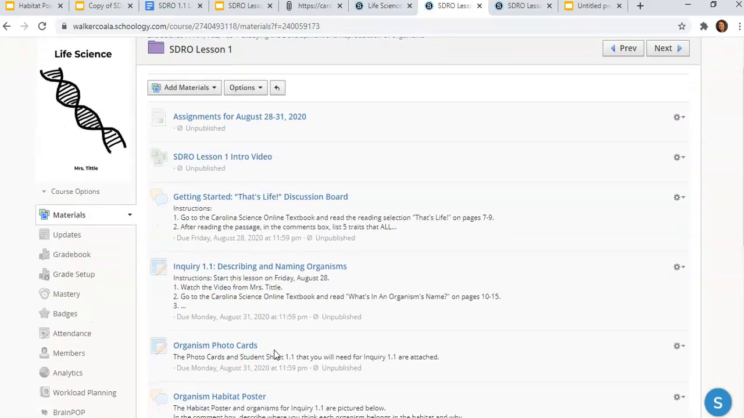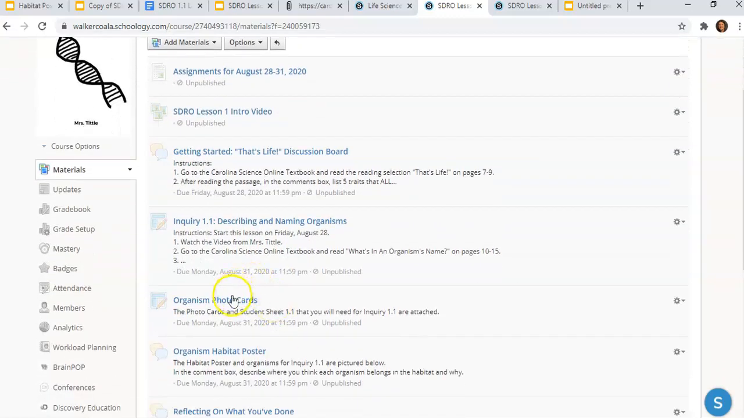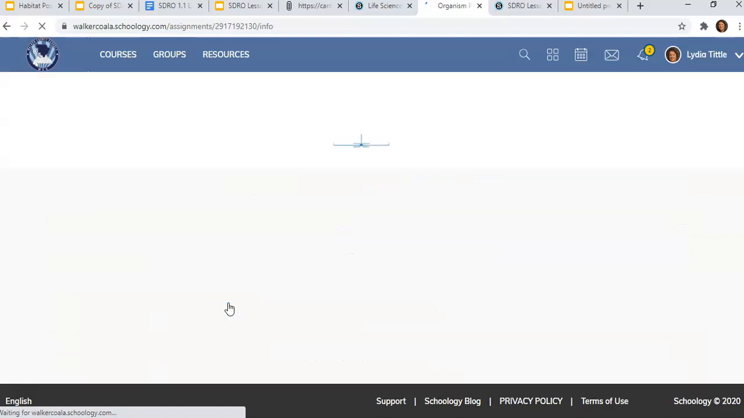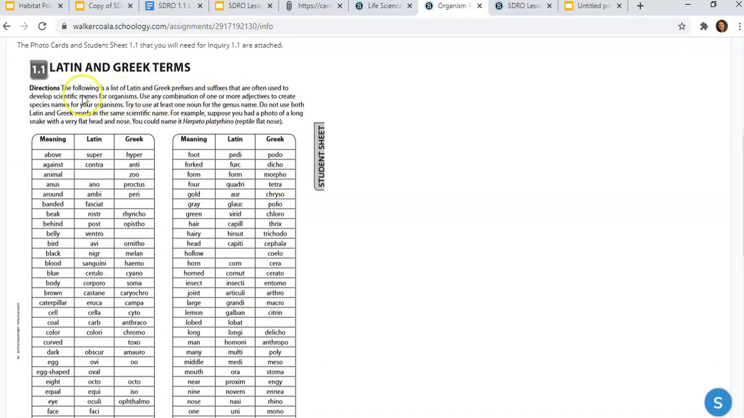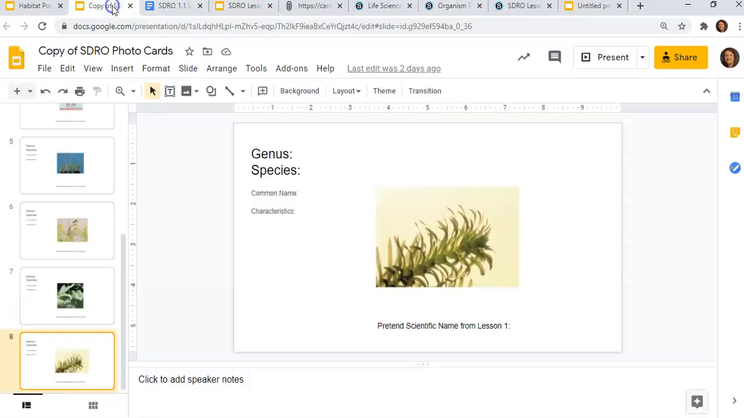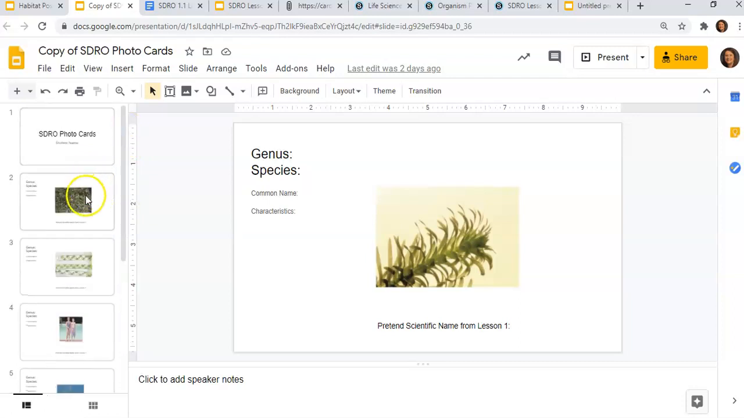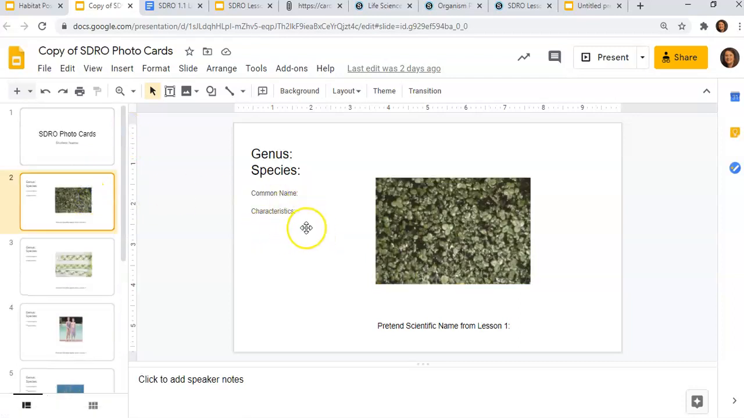Okay, that is attached on the photo cards part of the assignment. See, here we have student sheet 1.1, and it has the meaning, a Latin name, and a Greek name. So let's go back to the photo cards and look at that very first one that we talked about a while ago. We said that it was green, it had tiny leaves, and it floated in water as some of its characteristics.